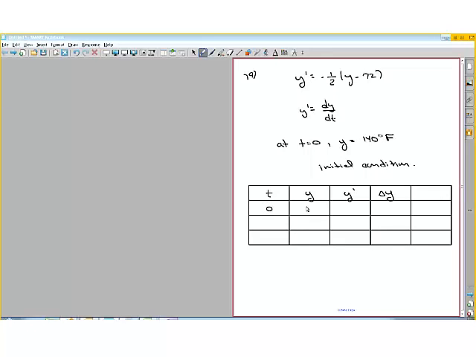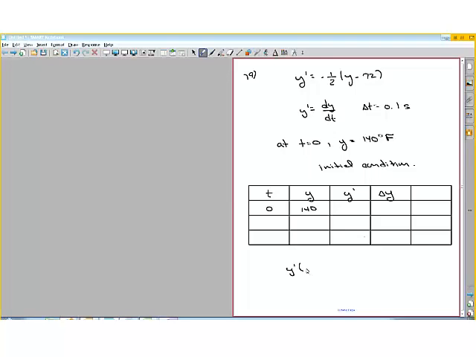So at t equals 0, y is equal to 140. And we're going to use delta t, or they call it h again. Let's call it delta t. Delta t is equal to 0.1, and it's going to be seconds. So we're going to calculate y prime from this equation. So we'll do it at first.